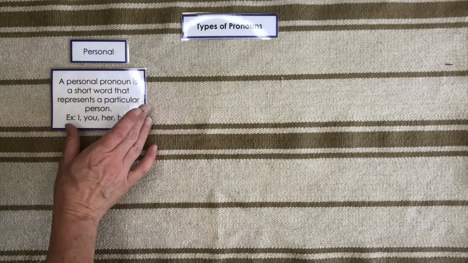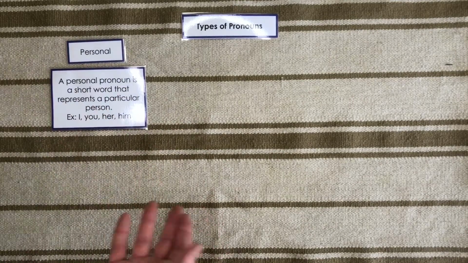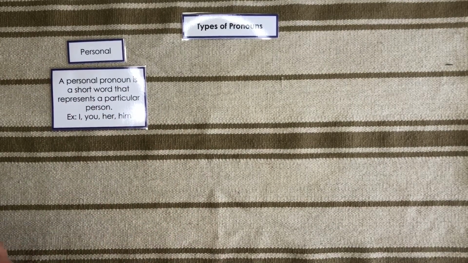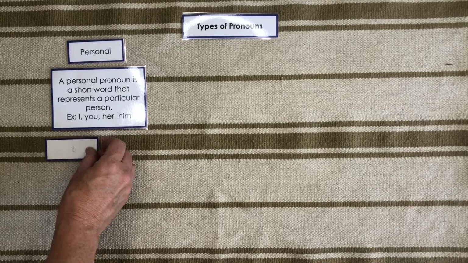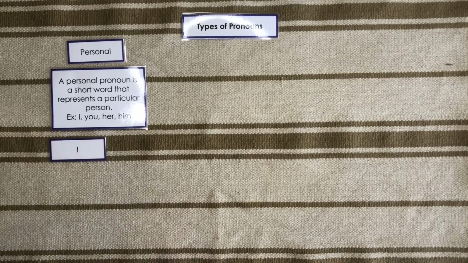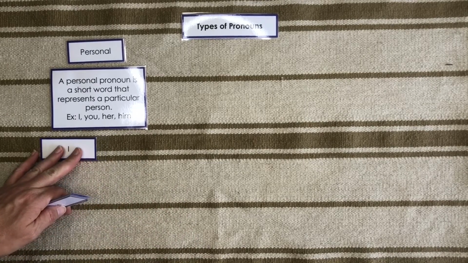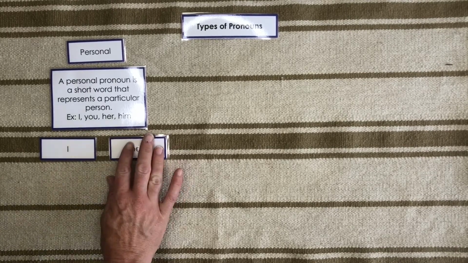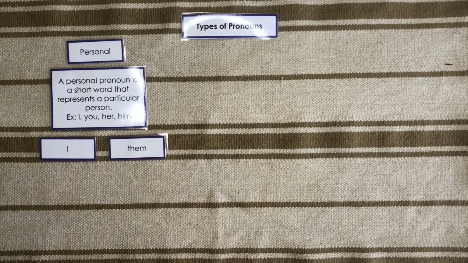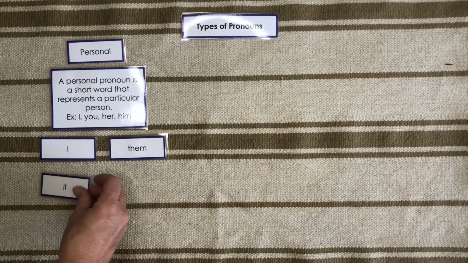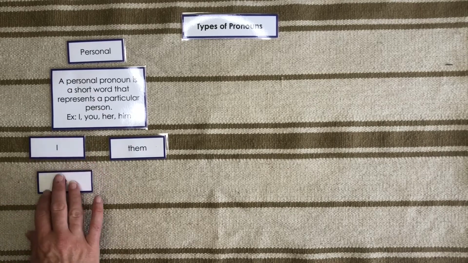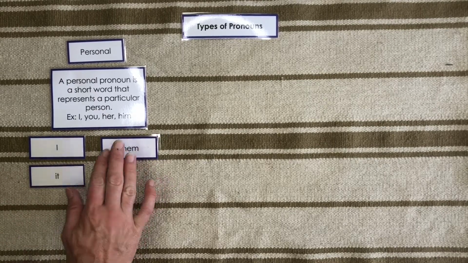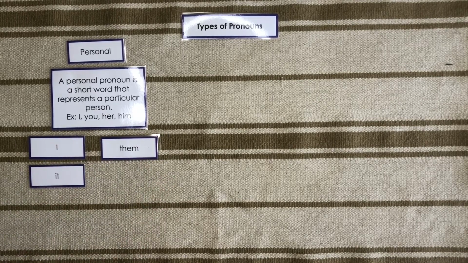It's a short word that represents a particular person. It's personal. So for example, I went to the store. I went outside today and walked my dog. Them. Please give the ball to them, right? It. The dog couldn't get out of the backyard. It was on a leash.